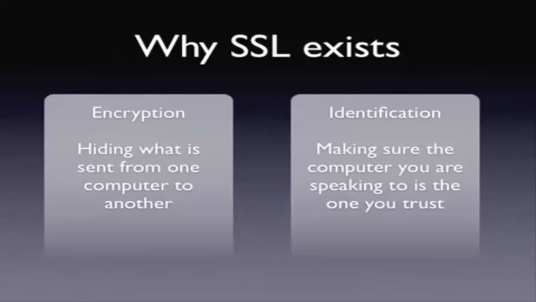Okay, now like I said, there's two facets to why SSL exists. That's encryption and identification. Now encryption is basically hiding what's sent from one computer to another by changing the content. So it's like speaking in a code. I don't know whether you remember Pig Latin or Morse code. Well, these are all examples of code, but the code we use to encrypt our communication between two computers is obviously a lot more complex than that because we don't want it to be cracked easily.